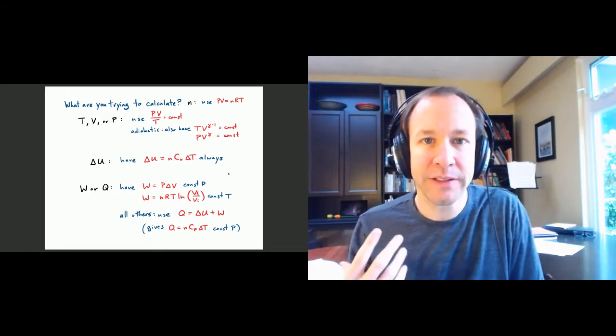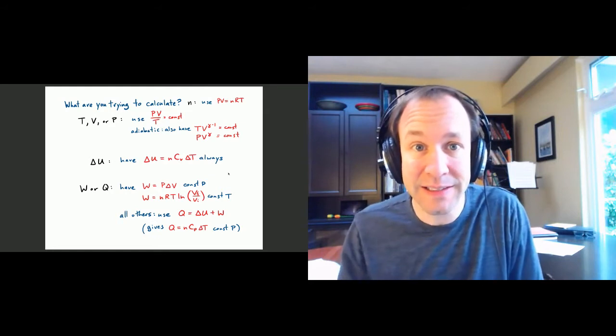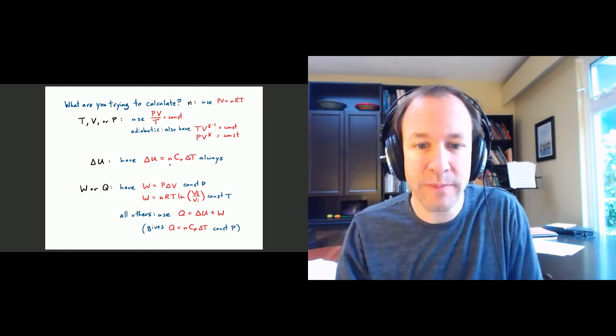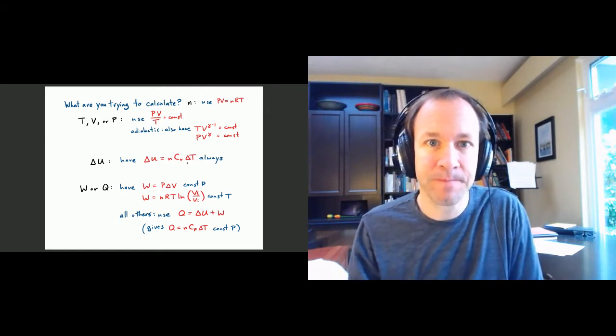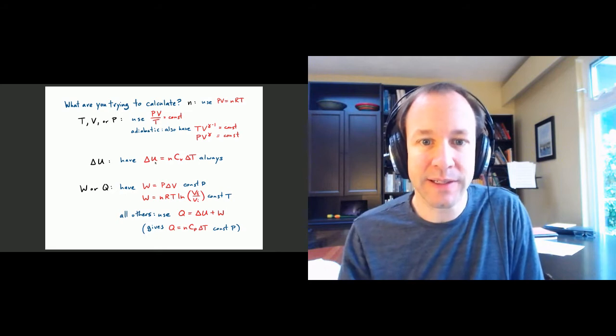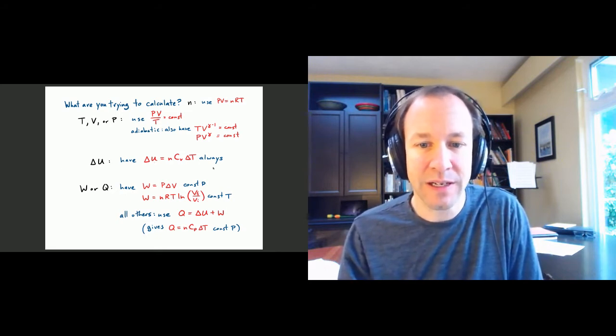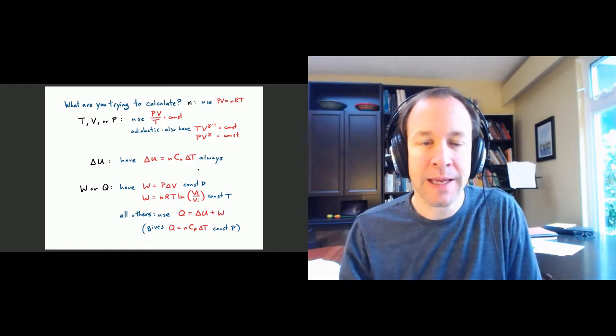And delta U is the simplest of these three things because you always calculate it in the same way. It's always this formula nC_V delta T. You always use the C at constant volume for calculating delta U, regardless of what type of process it is. So delta U is a kind of universal formula there.